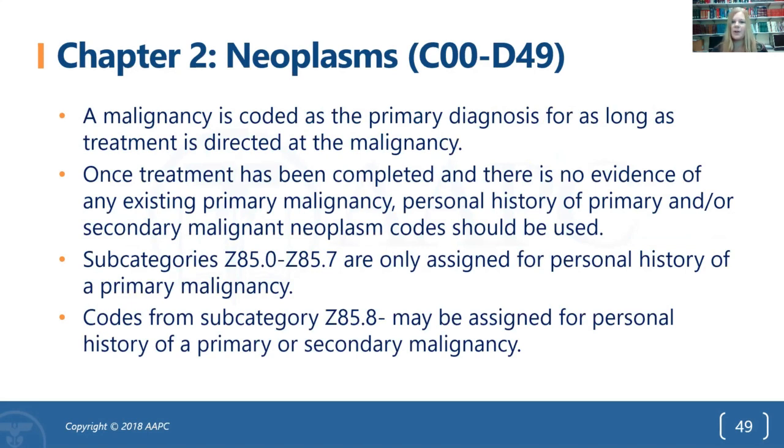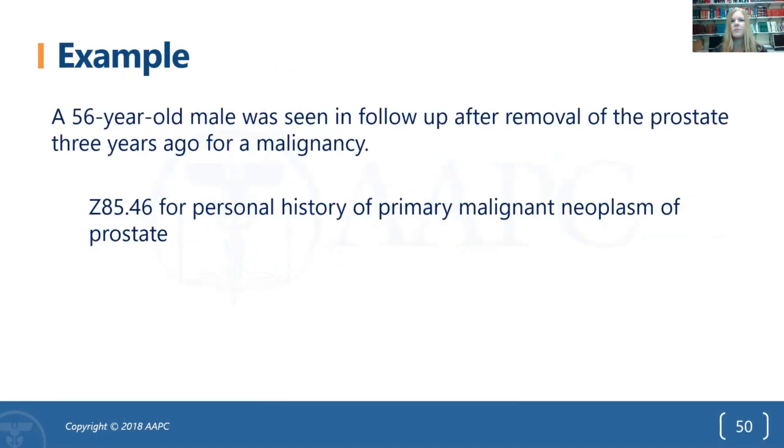Some providers feel that once a patient has been diagnosed with cancer, they're always going to have that cancer code, but really once that cancer is eradicated, they're no longer receiving treatment for it. It's a history of code. For example, a 56-year-old male was seen in follow-up after removal of a prostate 3 years ago for malignancy. That principal diagnosis, if he's no longer getting any active treatment for that, there's no more malignancy, is Z85.46, personal history of malignant neoplasm of prostate.